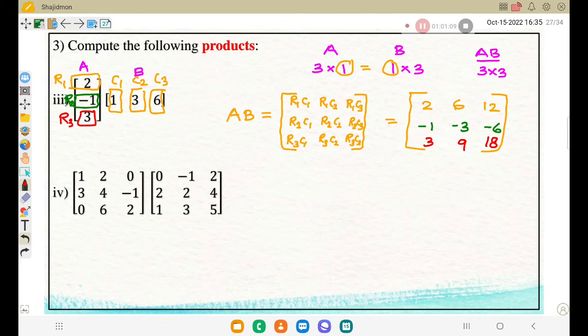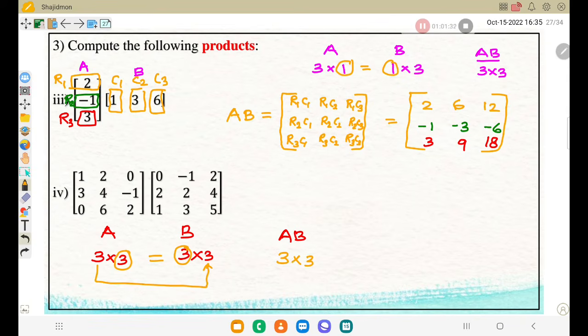Now question number 4 here. So question number 4, this is the A matrix, this is the B matrix. A is a 3 by 3 matrix, B is also a 3 by 3 matrix. So we need to calculate AB. First we check whether multiplication is possible or not. Here 3, here 3, so it is the same. So the answer matrix is 3 by 3, first number and last number. This is the answer matrix order for AB.